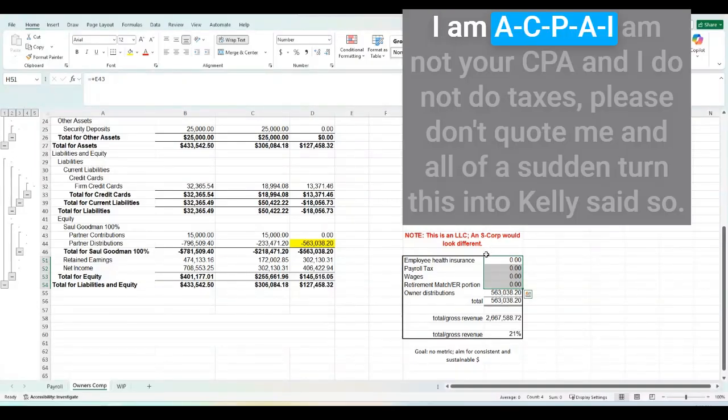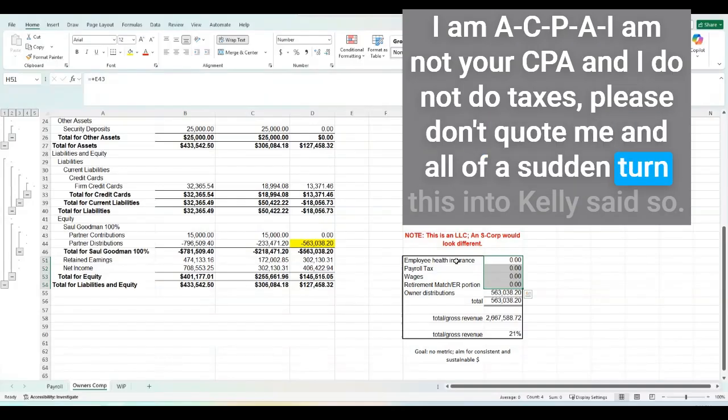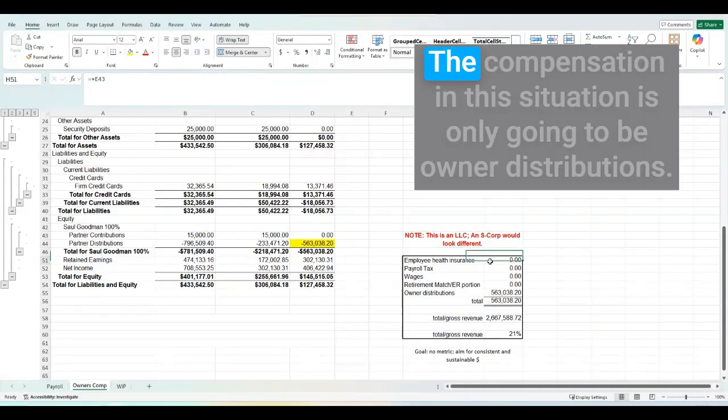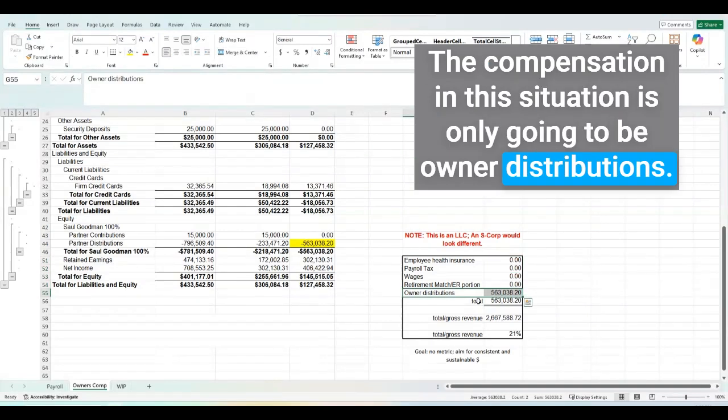I am a CPA. I am not your CPA, and I do not do taxes. Please don't quote me and all of a sudden turn this into Kelly said. So this is just an example of a single member LLC. The compensation in this situation is only going to be owner distributions.